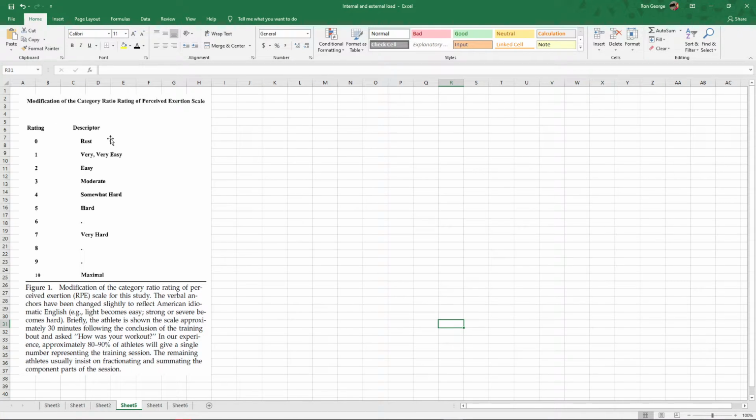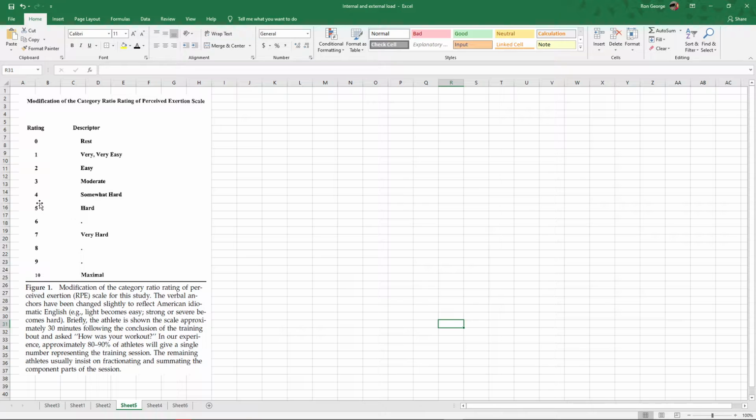So 0 is, you're simply sitting at rest, you're not doing much work, you're not doing anything. 1 is very, very easy, 2 is easy, 3 is moderate, 4 is somewhat hard. So when you go out for a jog, for example, you might want to be between 2 and 3. That's a jog. You're feeling easy to moderate. And then there's 4 and 5, which is somewhat hard, and 5 is hard. 5 would maybe be somewhere in the middle.